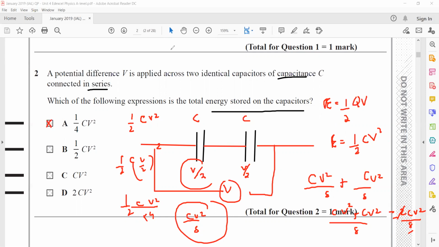Is this question clear? If any question, if you're not able to understand or you want me to repeat, I'll repeat the explanation.